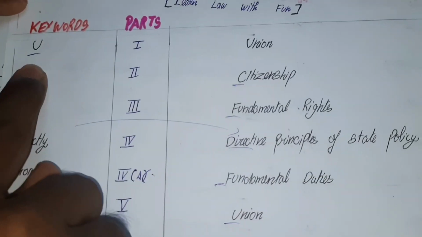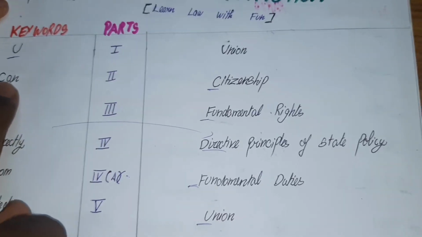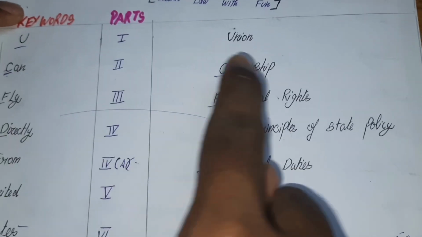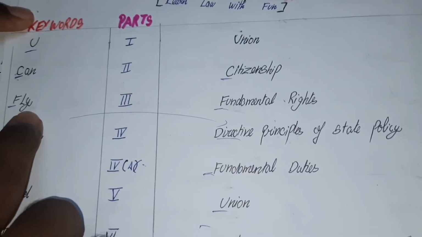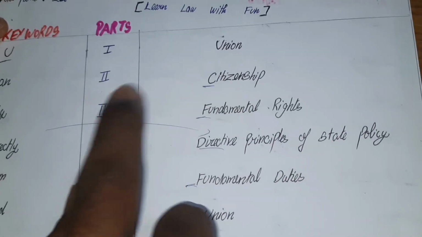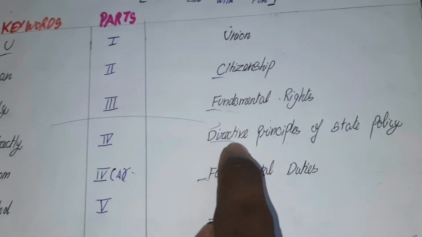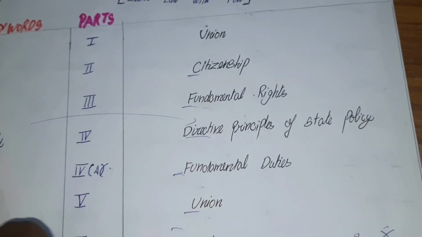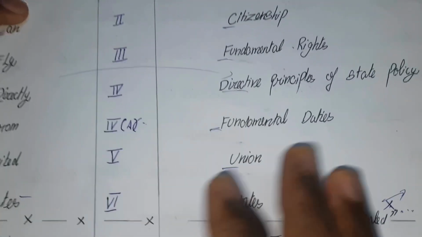The word U denotes Union, which is the first part. The first letter of the word can, C, denotes Citizenship, which is the second part. The first letter of fly, F, denotes Fundamental Rights, which is the third part. The first letter of directly, D, denotes Directive Principles of State Policy. It is an easy method to remember directive.